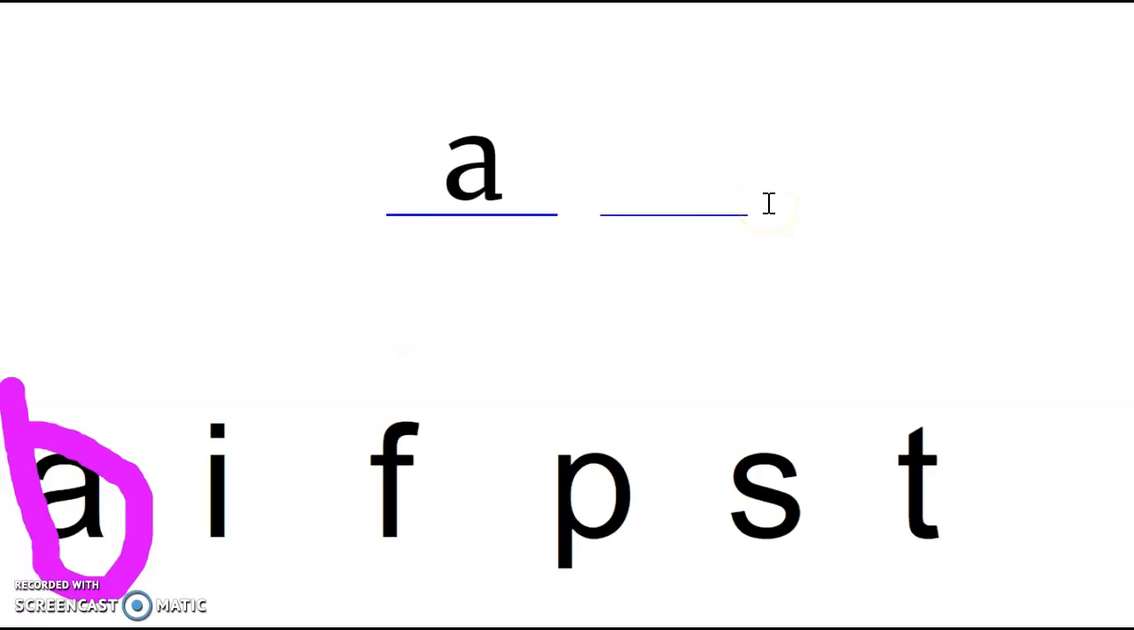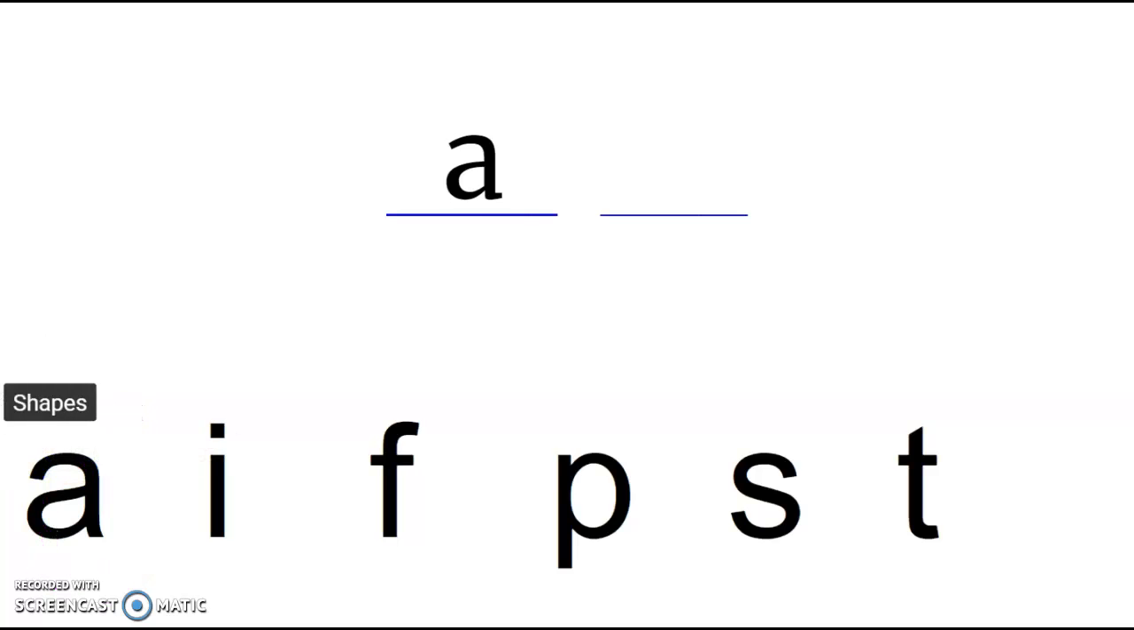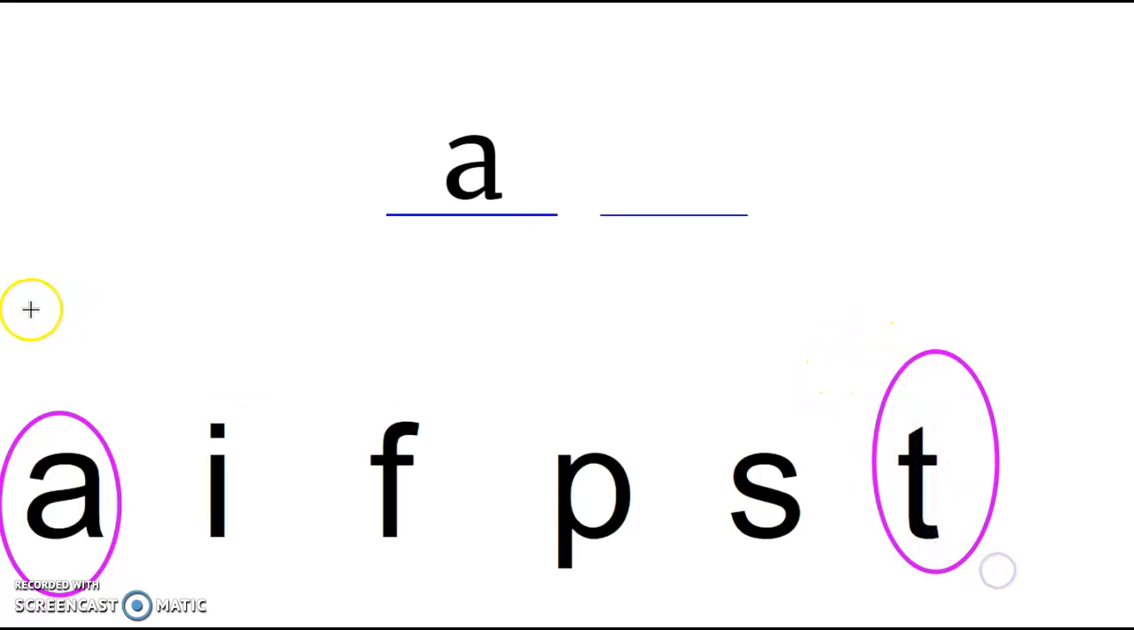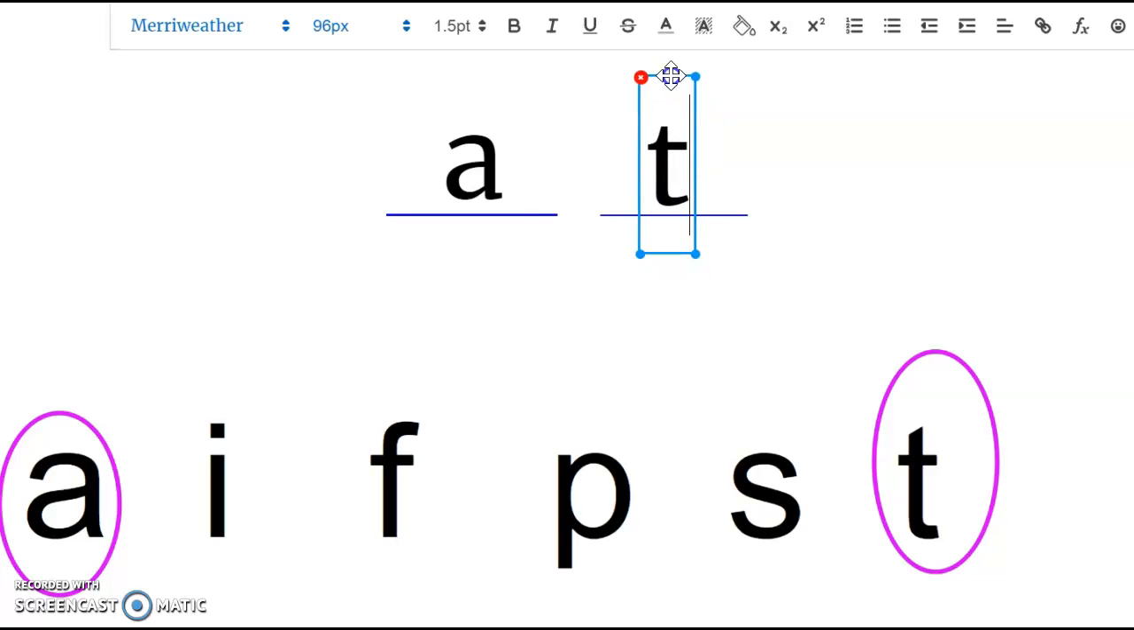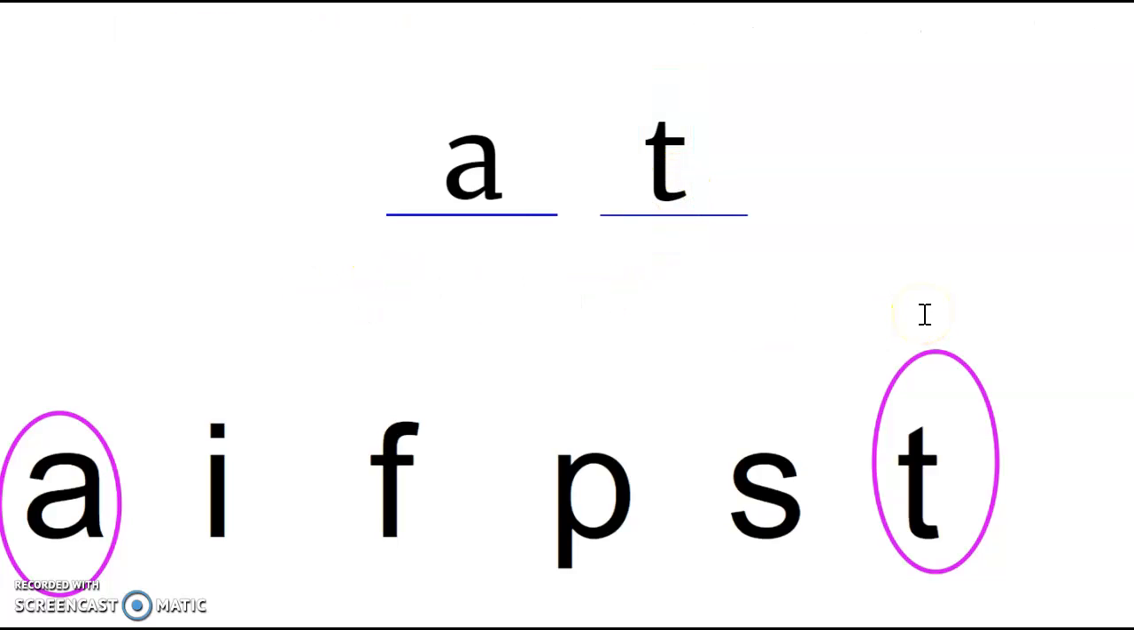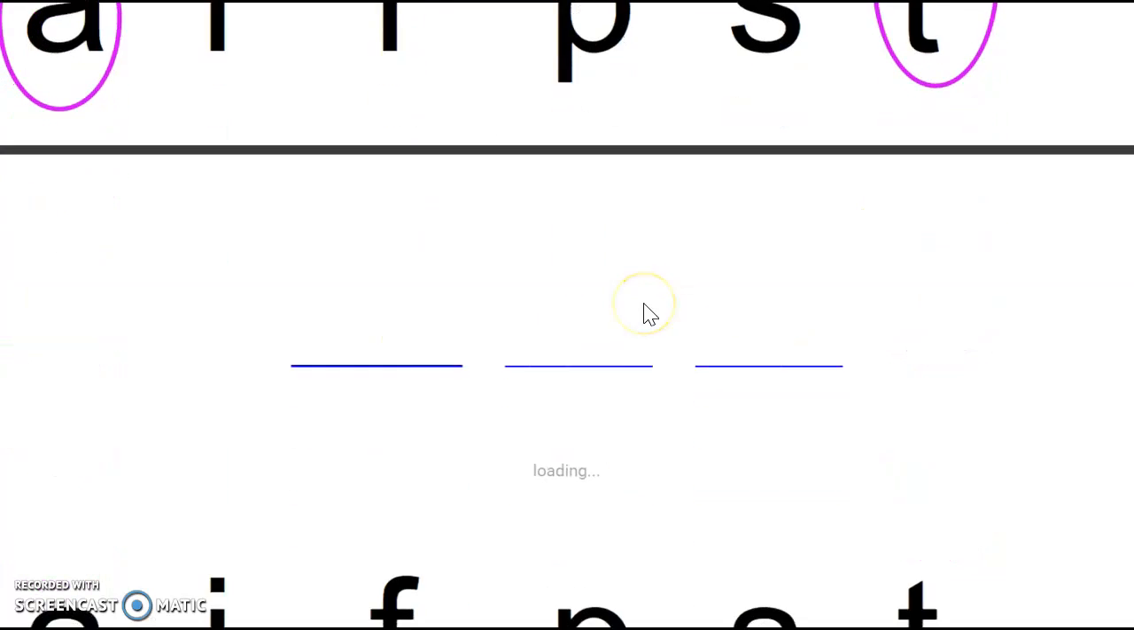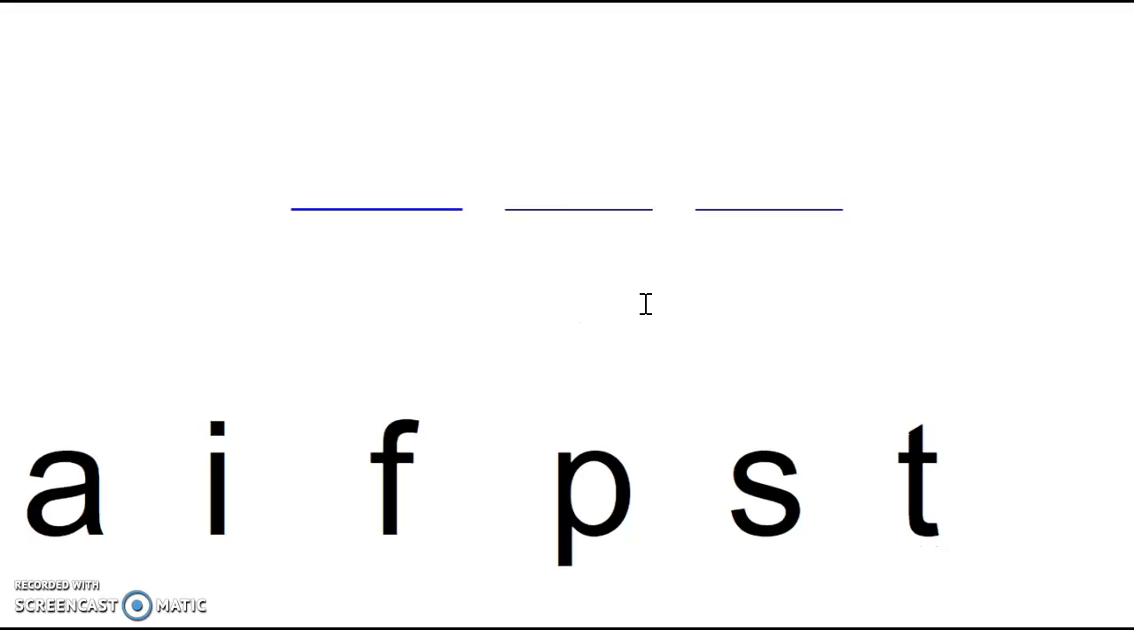Our second letter makes the T sound. Can you find the letter that makes the T sound? T. If you said letter T, you are correct. Letter T makes the T sound, and it is the second letter of our word. A-T spells at. At. Great job.